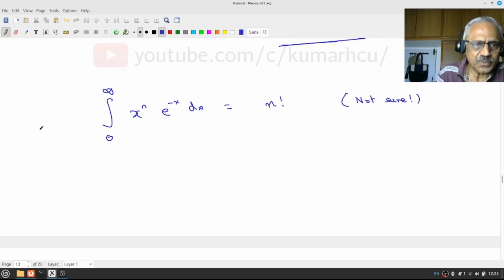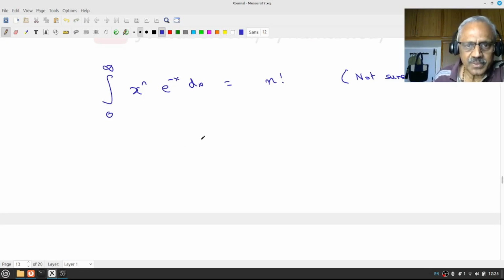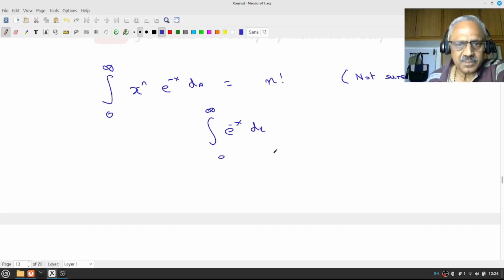This is what you want to show. You want to compute this integral and show this. The trick is to show the following. That is, I want to integrate e^(-x) dx from 0 to infinity. This is very easy. You know that this is integrable.